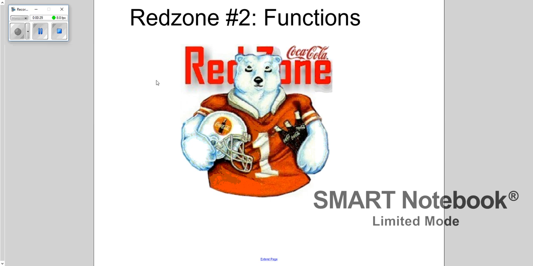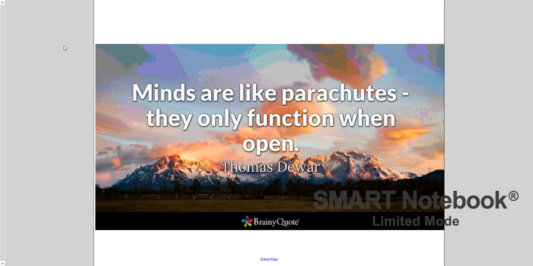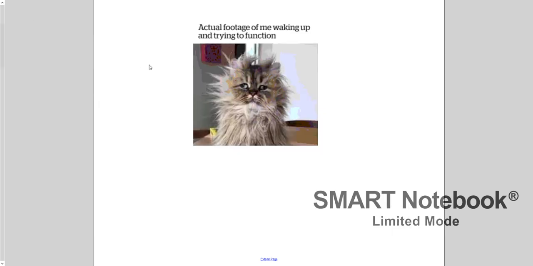If you don't remember what a function is, let's maybe use it in a sentence. Sometimes that helps. Mine are like parachutes, the only function went up. Nope, wrong kind of function. Sorry. Actual footage of me waking up and trying to function. Nope, wrong type of function.